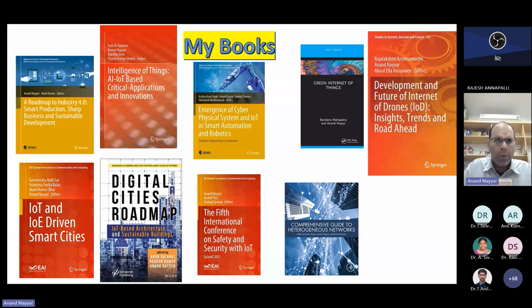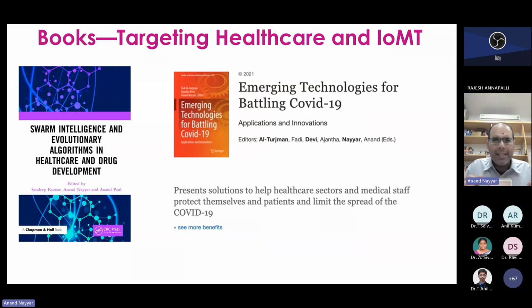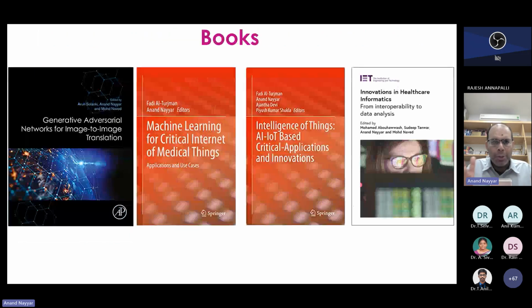In fact, even today, just today, you can go to Wiley and search unmanned aerial vehicles. Just in the morning, this book has been released. And these are some of the targeted books that we are working on with IoMT, that is Swarm Intelligence and Evolutionary Algorithms in Healthcare and Drug Development and Emerging Technologies for Battling COVID-19. So these are some of the books that we have already targeted with regard to healthcare. So you can see that we have top material being published under my name.